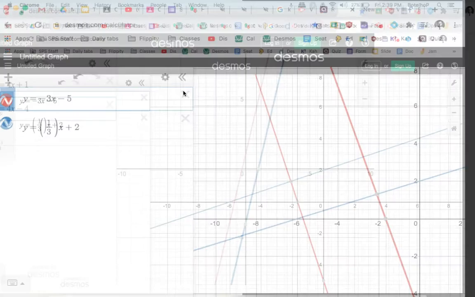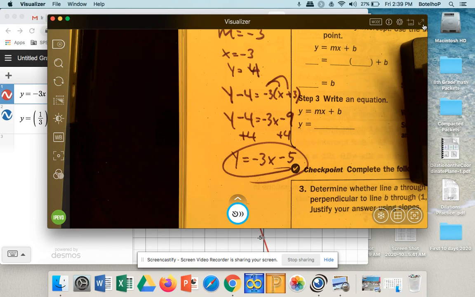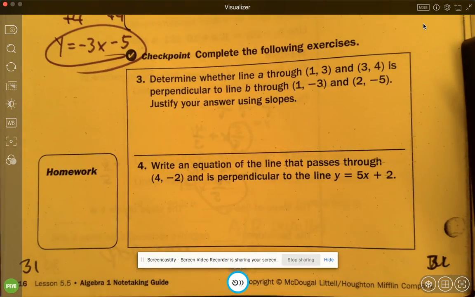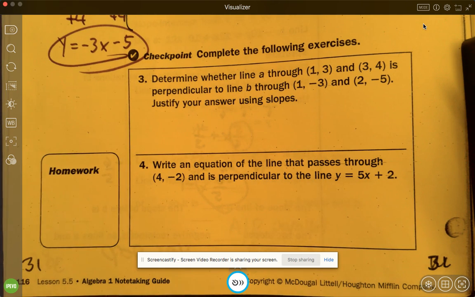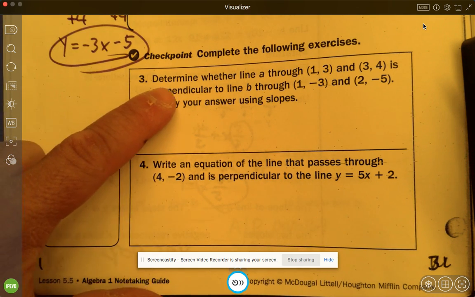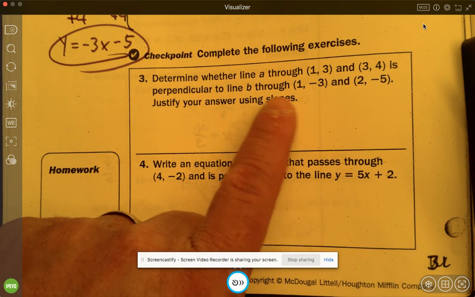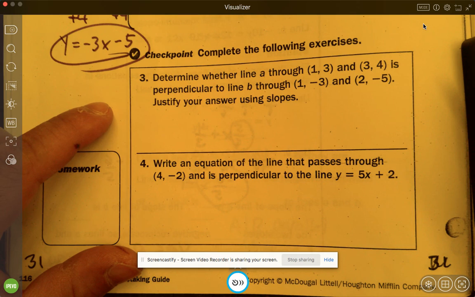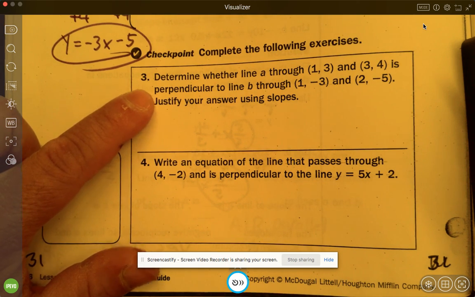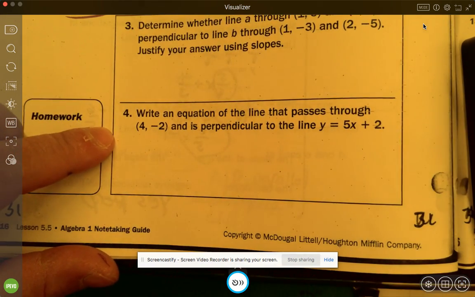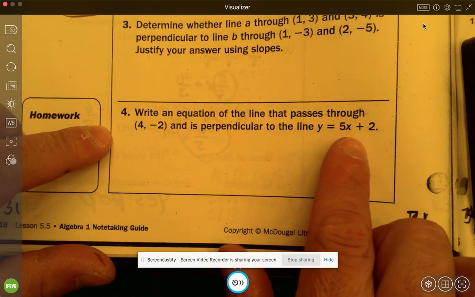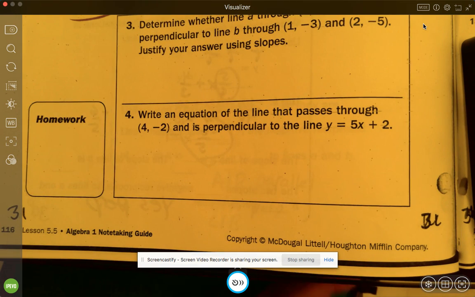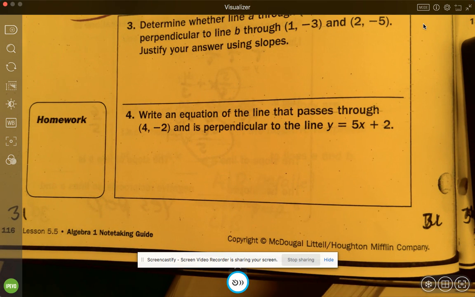So the last thing I'm going to do for this guide notes is the checkpoint. At the bottom, you have 2 questions to try, and I'll explain it, and then you can pause the video. Determine whether the line that goes through these 2 coordinates, line A, or line B that goes through these 3 coordinates, are perpendicular or not perpendicular. And then find a perpendicular line that goes through 4, -2 and is perpendicular to 5x plus 2. So pause the video now and try that.